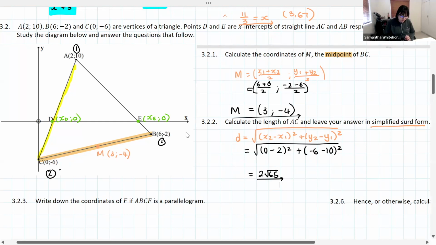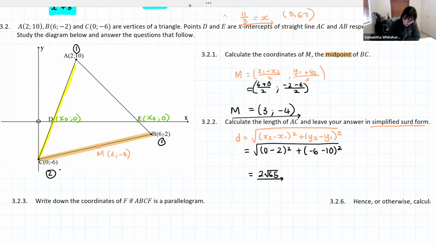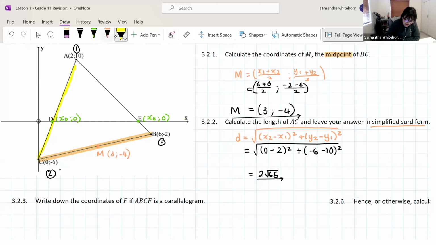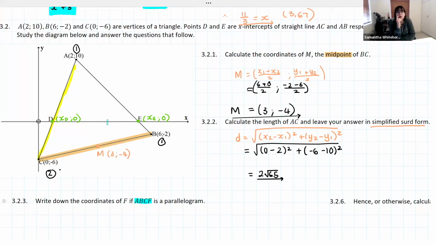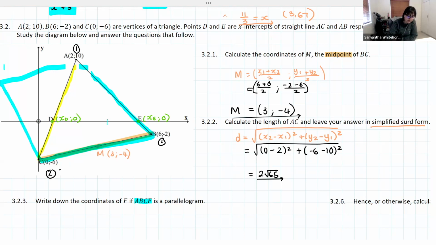Okay, so 2.3.2 says write down the coordinates of F if A, B, C, F is a parallelogram. So what's really important here is the order in which we give you the letters. Basically, when we label a quadrilateral, we move clockwise. So if we go clockwise, we go from A to B to C and to F, somewhere up here. That would be a parallelogram. Okay, that's a weird looking F situation, but F. There we go. Didn't get any better, but F.